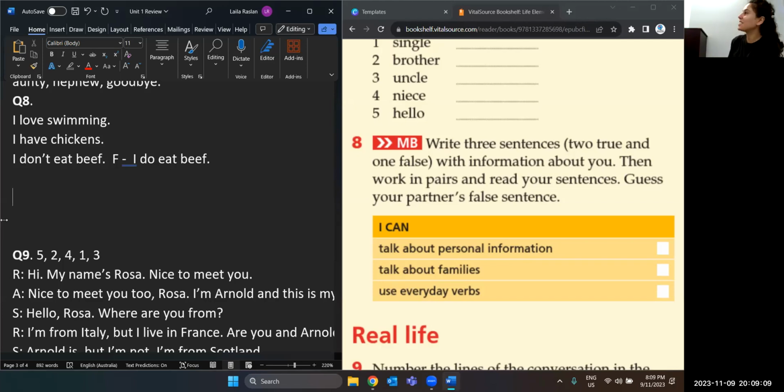Okay, so Sebastian says, I like to play soccer. He has a daughter. I have a daughter.